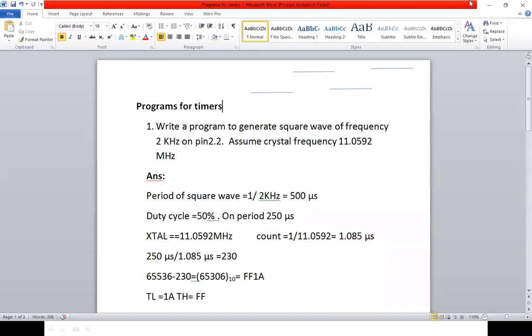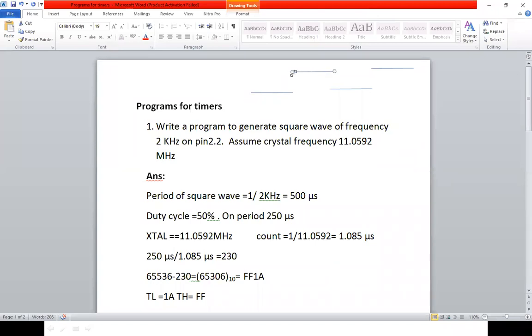But in a square wave, the on time and off time are the same, so the duty cycle is 50%. Why? In your timer programming, we have to use only a delay. Your counting starts from this point, or you can say the delay starts from this point, and goes to this point.